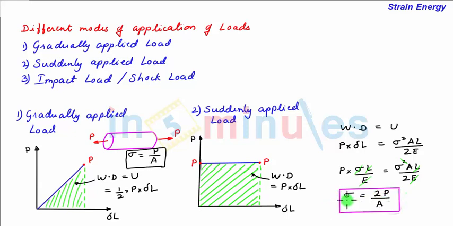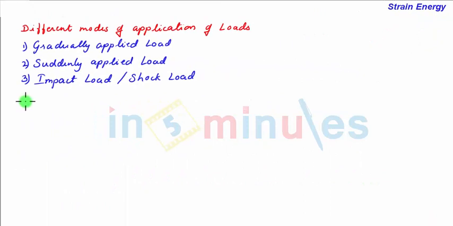If we compare the stress in the suddenly applied load and the gradually applied load, we see that for the same value of P, the stress developed for the suddenly applied load is 2 times the stress developed for the gradually applied load. Next we see the third type of application of load, which is impact load or shock load.